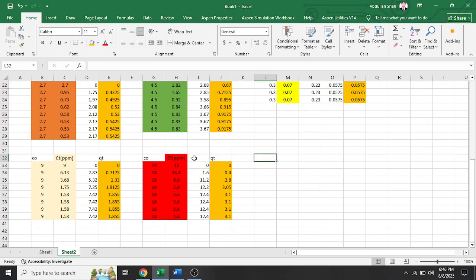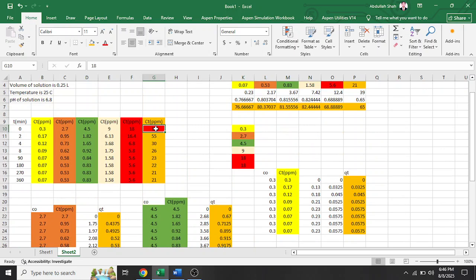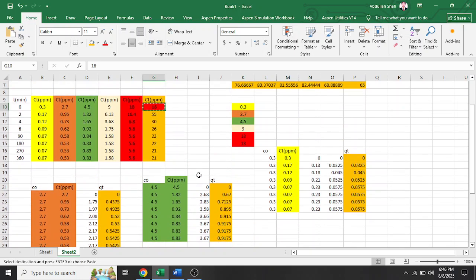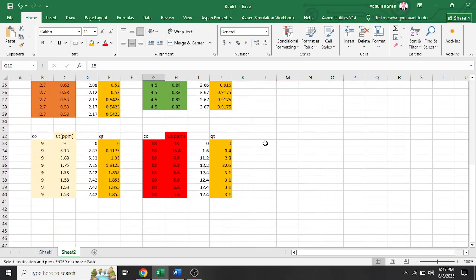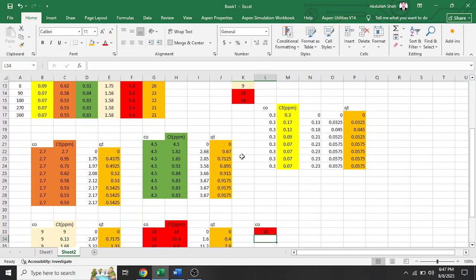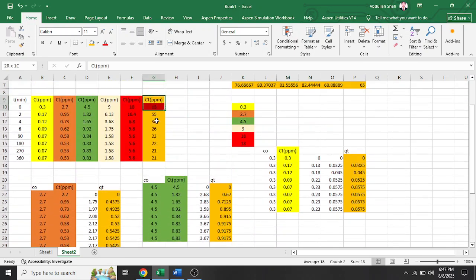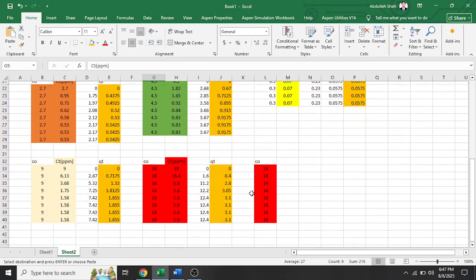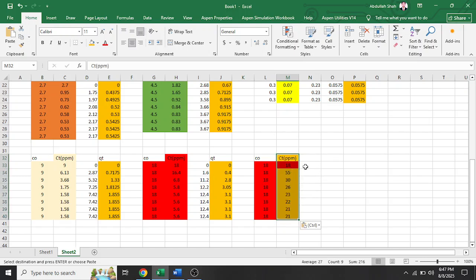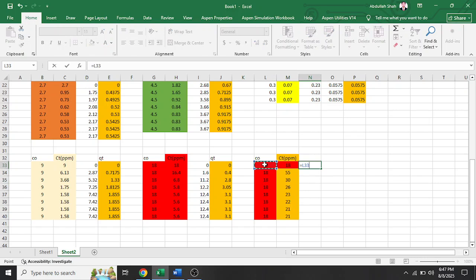Now for experiment number 6, 18. This is C naught, and add points, make Ct. Now C naught minus Ct.